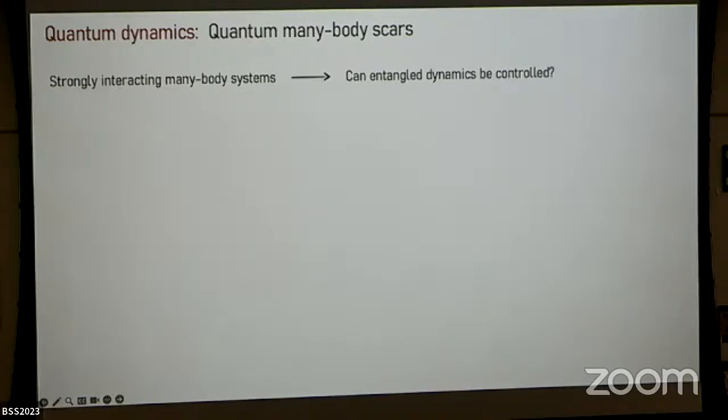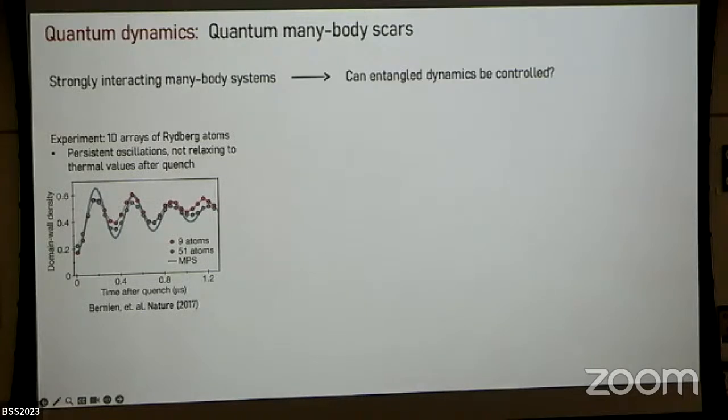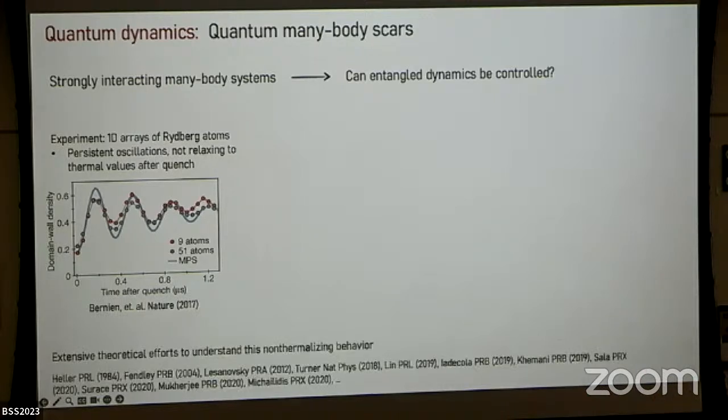Okay, so here I'm not going to tell you much about these quantum many-body scars, but in 2017, there was this experiment where they observed these strange things in these 1D arrays of Rydberg atoms: after a quench, so they brought the system out of equilibrium, they saw these persistent oscillations where it looked like the system was not relaxing, was not thermalizing as you would expect. So there were some persistent oscillations that looked odd. After that, there was a lot of theoretical effort to understand what was happening, which connected this behavior with quantum many-body scars.